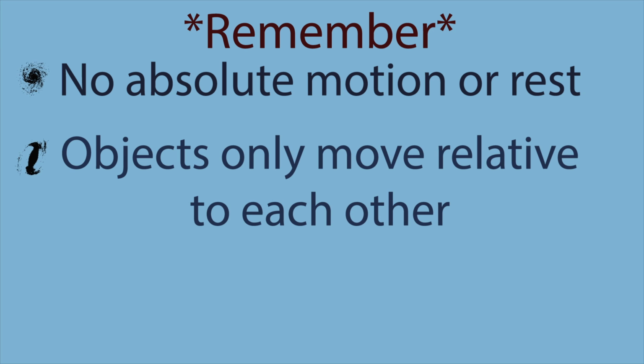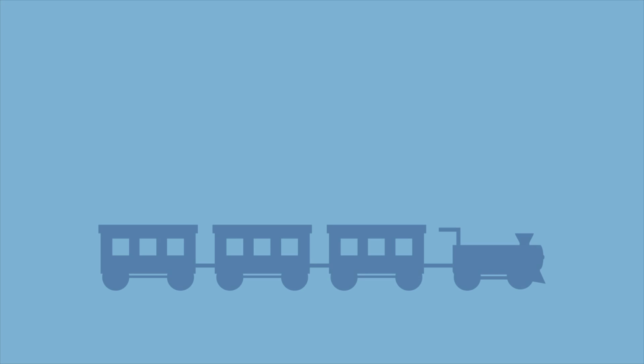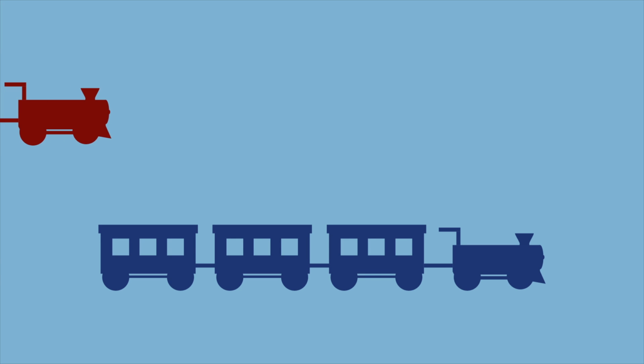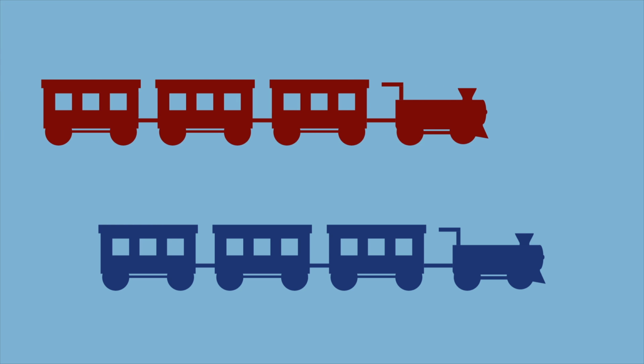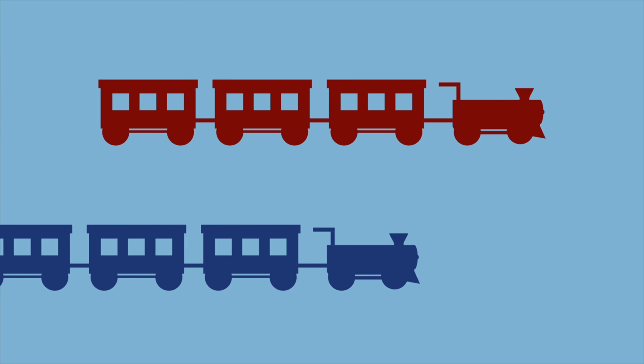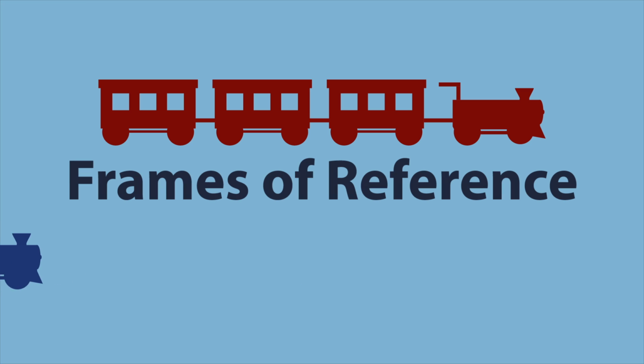First, we need to get a few things straight. There is no absolute motion or rest. Objects only move relative to each other, and the speed of light is the same for all observers. To demonstrate this, let's visualize a blue train that is stationary, and a red train that is moving at a constant velocity. Clearly, when we are standing still, the red train is moving forward. But when we move with the red train, we gain a different perspective, and now the blue one appears to be going backwards. There isn't one correct conclusion because there is no way of telling which one is right. Each different viewpoint has its own frame of reference.